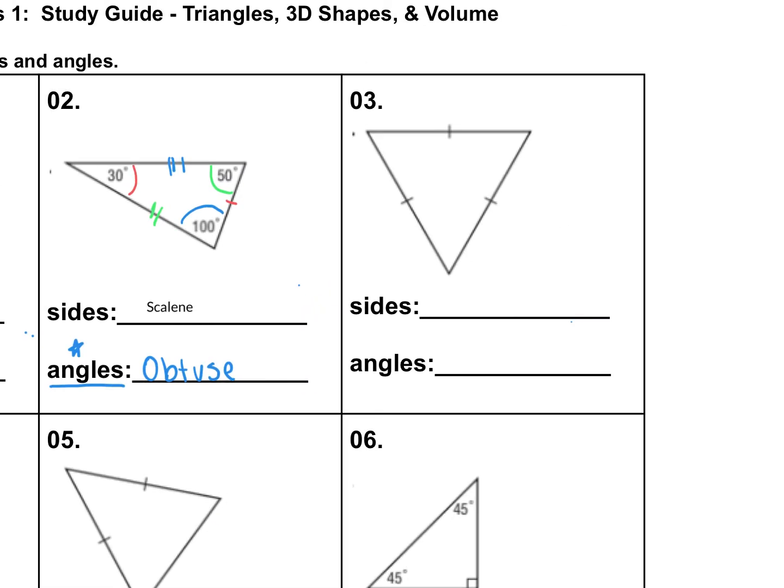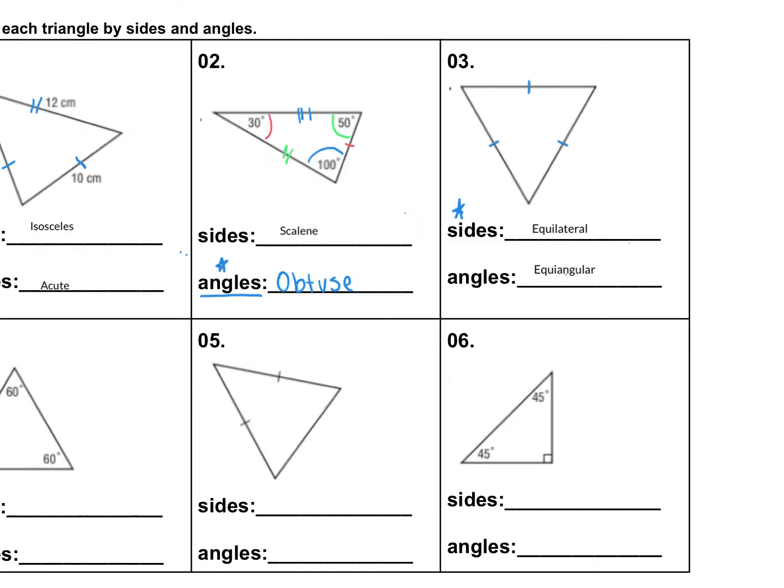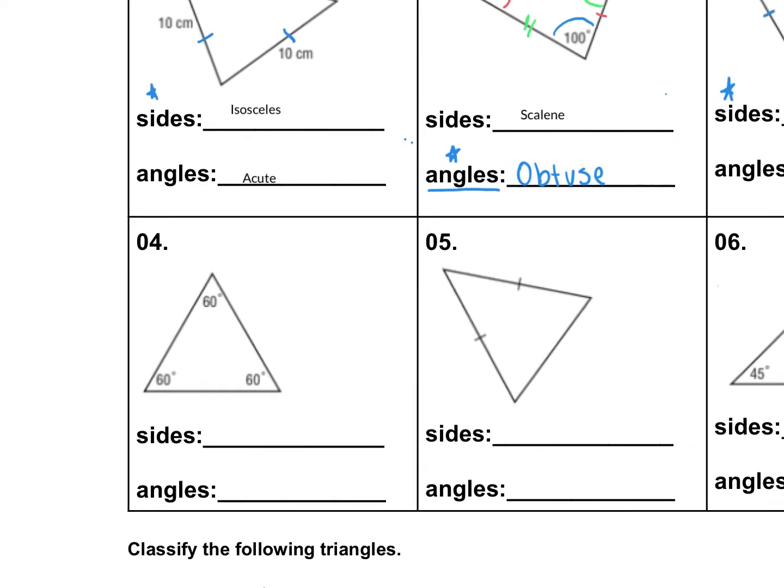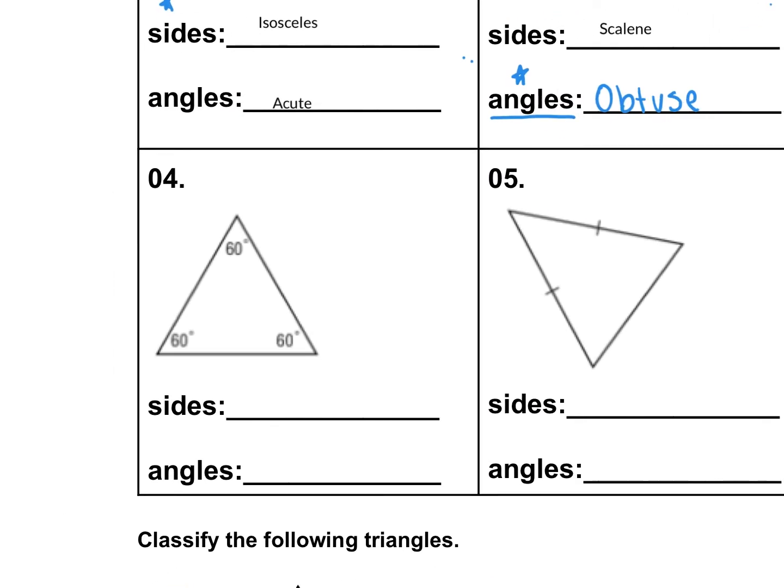Okay, look at number 3. If all three sides of the triangle are congruent, how do we classify that triangle? That's right, this is an equilateral triangle. We can also say if the sides are congruent, then our angles are congruent. And remember, if our angles are congruent, we call this an equal angular triangle. Equal angular.